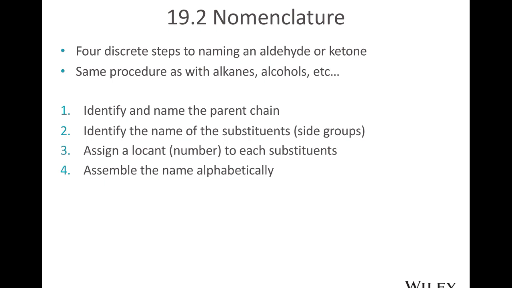Of course, you find the parent chain that contains the functional group. You identify and name the substituents. So, is it an isopropyl, a bromo, a fluoro, etc.? You assign a locant or a number to each substituent. So, is it 2,2-difluoro? Is it 2,3, whatever? And then you just assemble the name alphabetically. And I would add at the end here, step number 5 would be to assign stereochemistry. If there are stereocenters, you're going to have to include R and S, so stereochemistry.